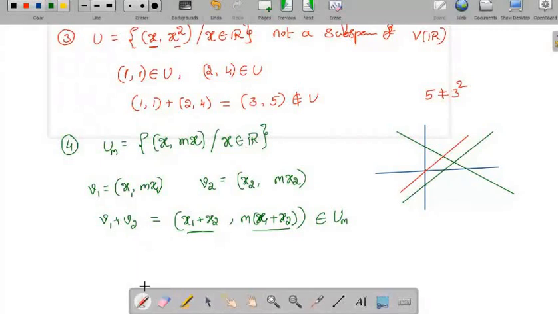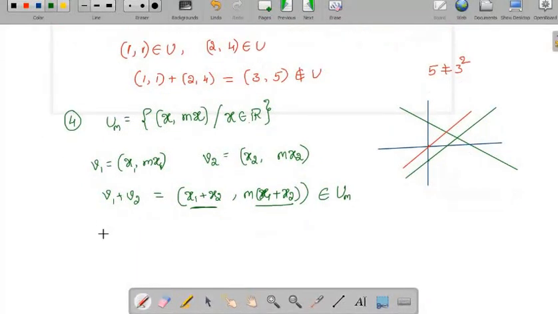All right. So addition is fine. Now let me look at the multiplication, that is alpha times v. So that is alpha times (x, mx), which can be written as (alpha x, m times alpha x).